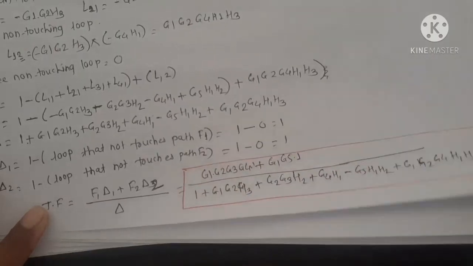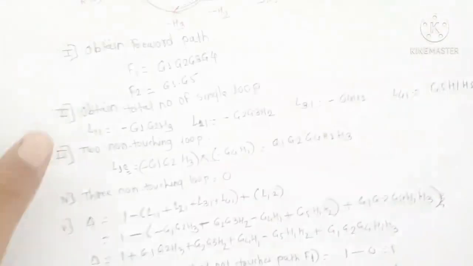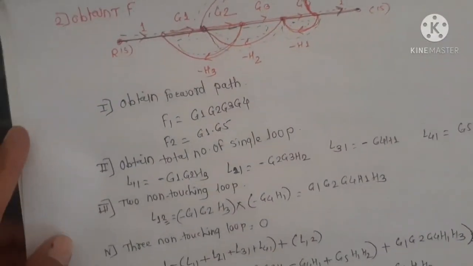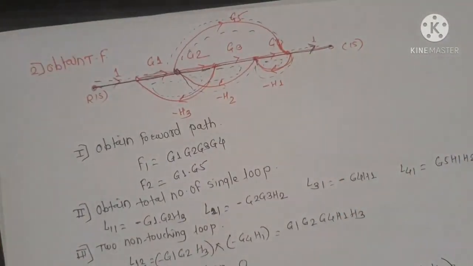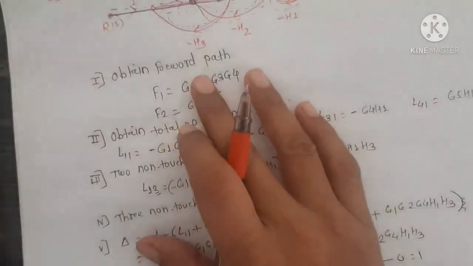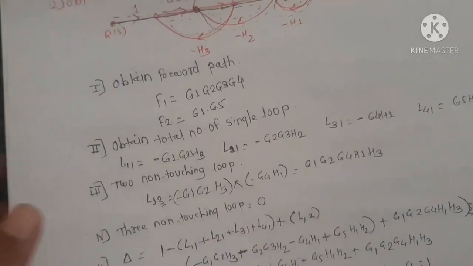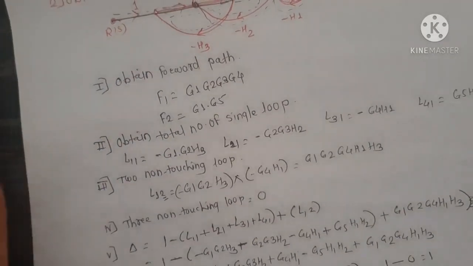So it is very simple. In the exam you will definitely have one question on this topic, that is find transfer function using Mason's gain formula. If you follow the steps, then you will get the answer easily. For that you have to practice more on this example. So this is all about Mason's gain formula.